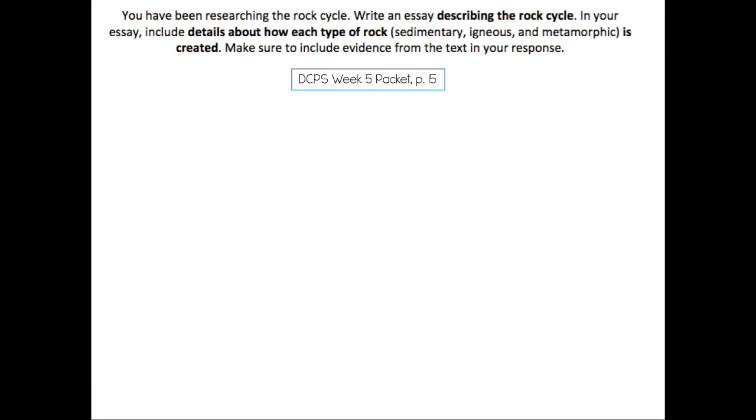Okay, so first we're going to take a look at the prompt that we're going to be responding to. You can find this on page 15 of your week 5 packet. Before we do anything, it's important that we have a really solid understanding of our prompt. So let's read it together. You have been researching the rock cycle. Write an essay describing the rock cycle. In your essay, include details about how each type of rock, sedimentary, igneous, and metamorphic, is created. Be sure to include evidence from the text in your response. What is this prompt asking us to do?